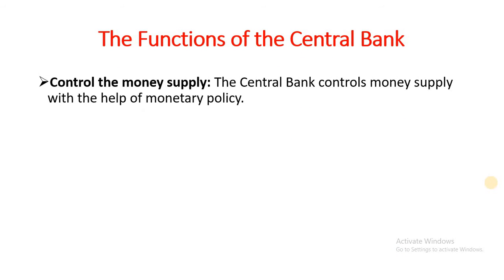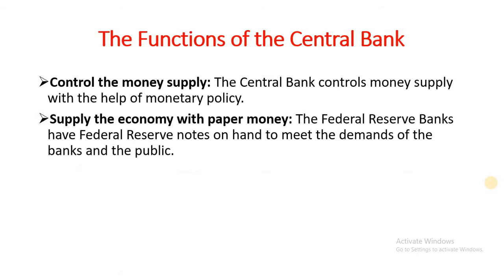First of all, the central bank controls the money supply. The central bank of any country can increase or decrease the money supply with the help of monetary policy. In the meantime, the central bank can control the interest rate of the country with the help of monetary policy.